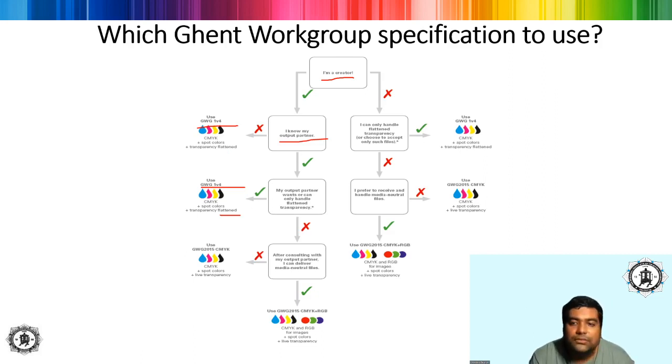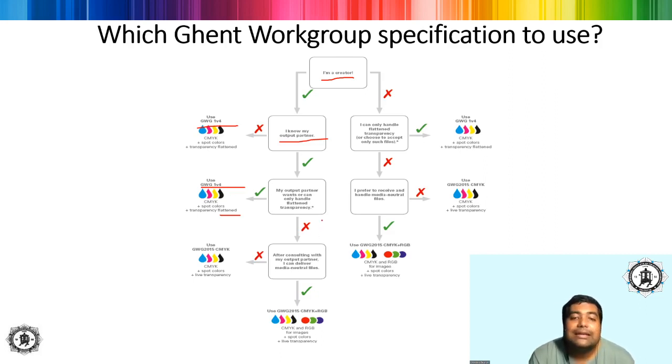So these two ideas are clear: if you know your partner, you move to the next one, and if you don't know your partner, you will use the PDF/X or the GWG specification which provides the minimum that any printer should be able to print, at least these things, right? Now, as I already told, if your output partner or your printer can't handle live transparency, then you have to flatten it, and you have to use the GWG 1v4 that is based on the PDF/X-1a standard.